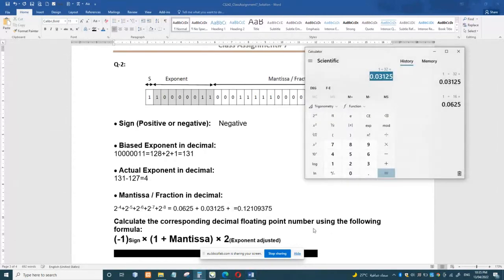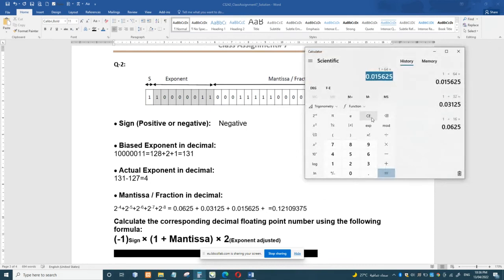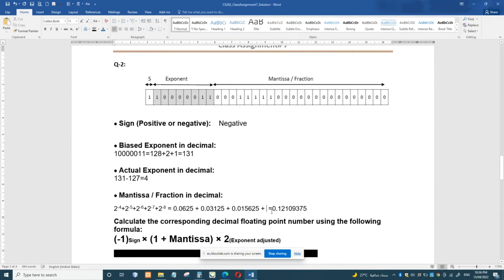To the power minus 6 means 1 by to the power plus 6, which means 1 divided by 64. 1 divided by 64 is this value. So if you take that value, then you have to take to the power minus 7. To the power minus 7 means 1 by 128, 1 divided by 128, which is 0.078125. So we'll put that one.